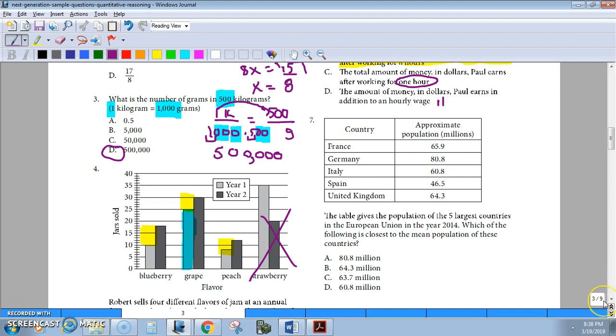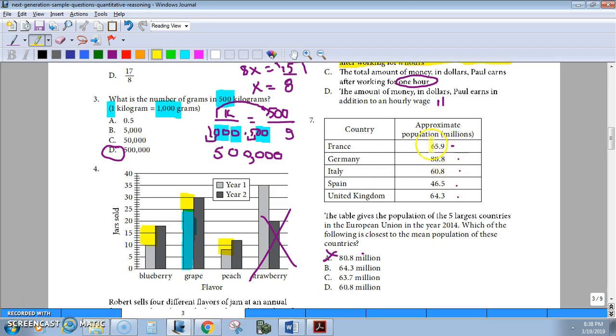Question 7 looks like it wants us to read a table. The table gives the population of the 5 largest countries in Europe in the year 2014. Which of the following is closest to the mean population of these countries? To find the mean, you just add them all up and divide by how many there are. So there's 1, 2, 3, 4, 5. Let's see if we can cancel anything out. It's not going to be A because that's the highest. That's not going to be the mean, right? And then what are our other numbers? Maybe we could figure it out without doing the math. We'll do the math just to check.